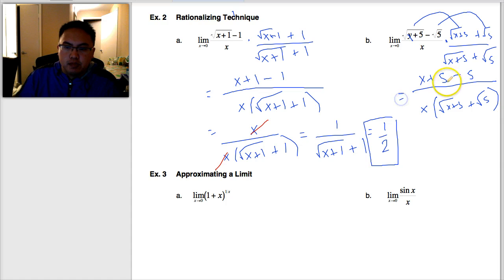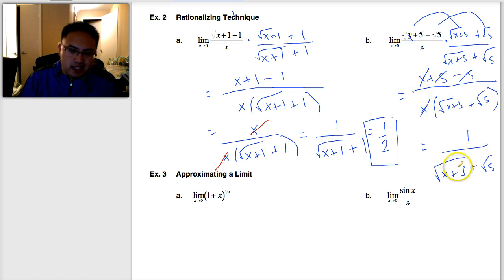Now, just like the last problem, these 5's will cancel. Just like the last problem, these x's will cancel. I'm going to get 1 over square root of x plus 5 plus square root of 5. Now that those canceled, I can plug in the 0 now. Down here I'm going to get equals 1 over square root of 5, because I plug in the 0, plus square root of 5, or 1 over 2 radical 5.